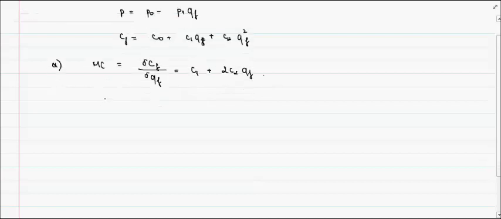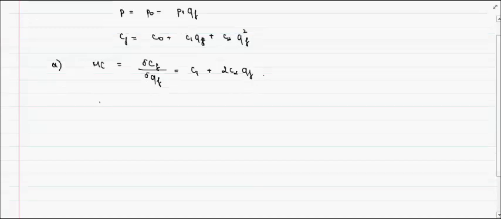Average cost is going to be, so marginal cost F, average cost F, it's just going to be the total cost function CF divided by the total quantity QF. So that is going to give me C0 on QF plus C1 plus C2 QF.